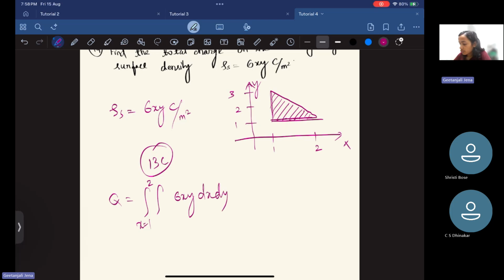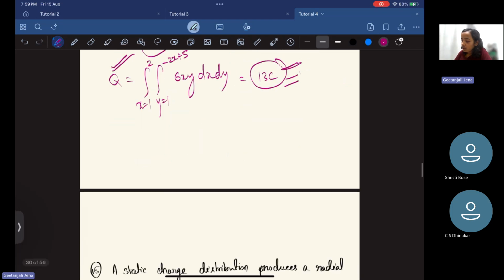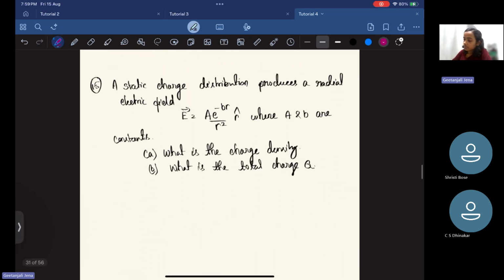And when x varies from 1 to 2, y will vary from 1 to something. So you need to calculate the relation between x and y. So this will be minus 2x plus 5. And this will give 13 coulomb. Check it. If you are finding any other solution, then let me know in the next lab session. Okay.